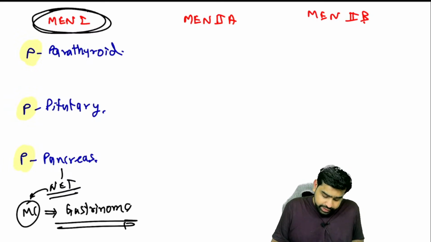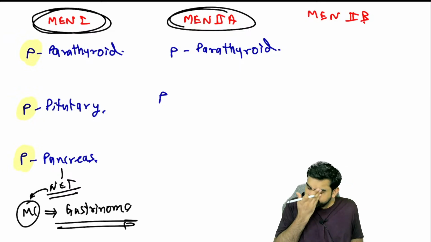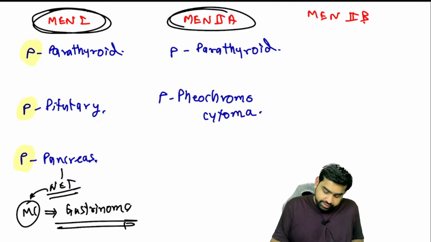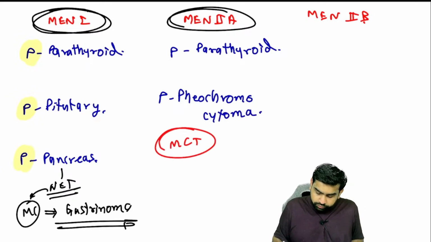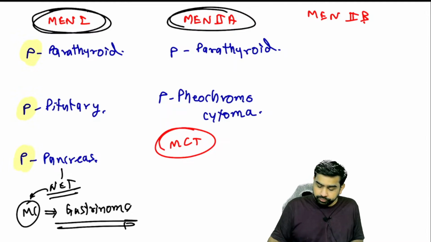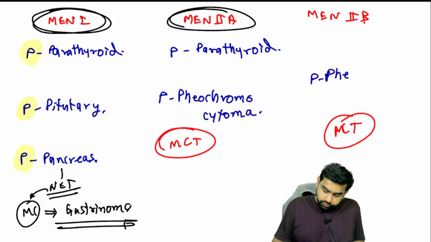Now in the MEN2 syndrome, this is basically the syndrome of 2 P's. What are the 2 P's here? There's involvement of the parathyroid, so you do get a parathyroid adenoma and all those things, and you basically get pheochromocytoma. Along with this, the additional thing which you get is medullary carcinoma of thyroid. We talked about that, right? The medullary carcinoma of thyroid is associated with the MEN2A as well as the MEN2B syndrome. Along with that, you also get pheochromocytoma.